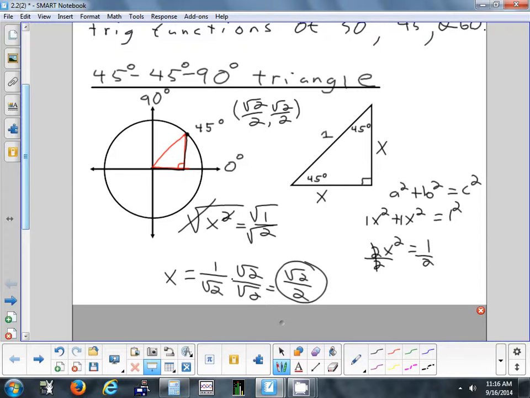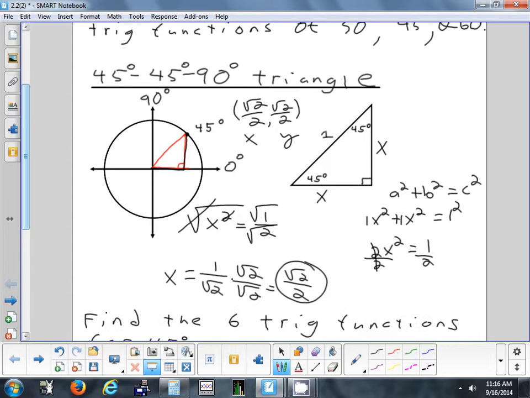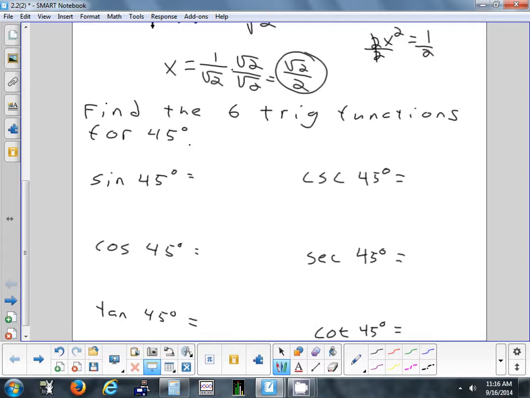Now that we know that, we can use the x and the y value to find anything we want. The sine, the cosine, all 6 trig functions. Okay, any question on how we figured out x? Okay, just use the Pythagorean theorem on a 45, 45, 90 right triangle. All right, so now what I want to do is find the 6 trig functions for 45.